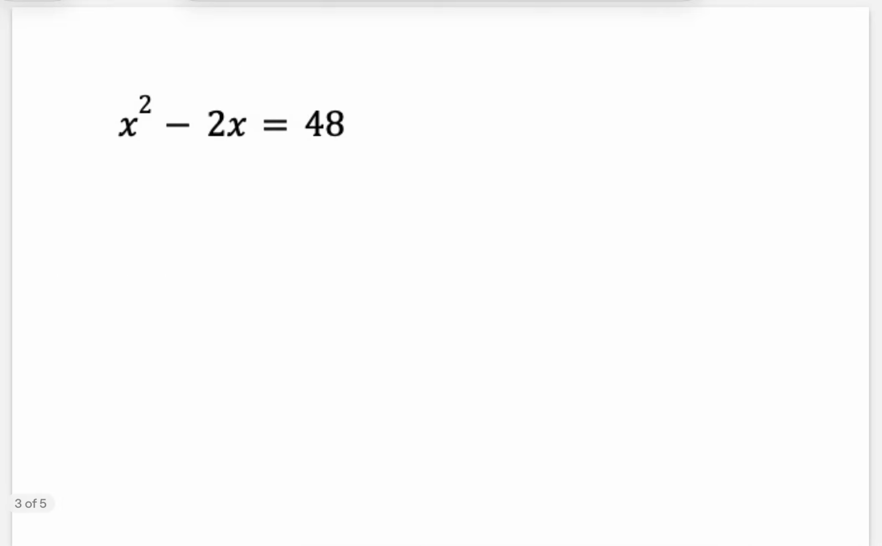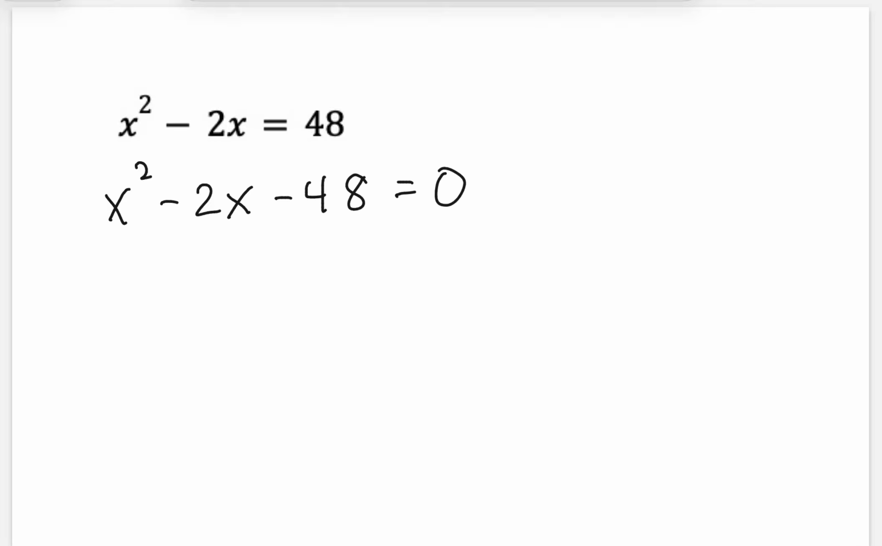The first thing is they're not always going to be set equal to 0. So if I'm looking at this, I notice I have an x squared minus 2x equals 48. The first thing I'm going to do is get everything onto the same side and set equal to 0. That would give me x squared minus 2x minus 48 equals 0.